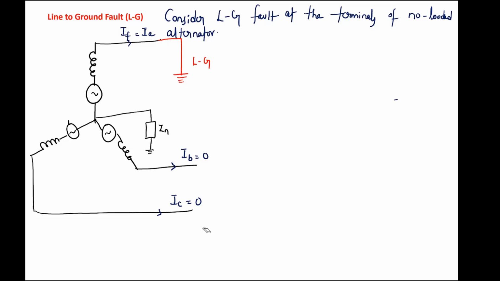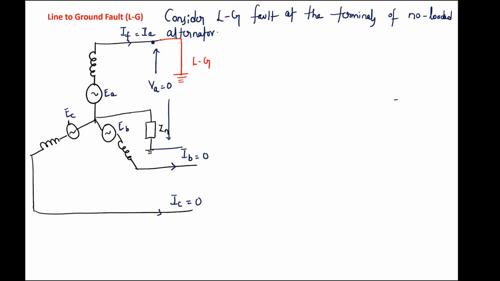Now these are EA, EB and EC. We are using the international sequence EA, EB and EC, not RYB. So before the fault, what are the conditions we know? Since this conductor is directly touching the ground, what is the voltage of this point with respect to ground? It is at the same potential, so your VA is 0. The voltage of the faulted conductor with respect to ground is 0.